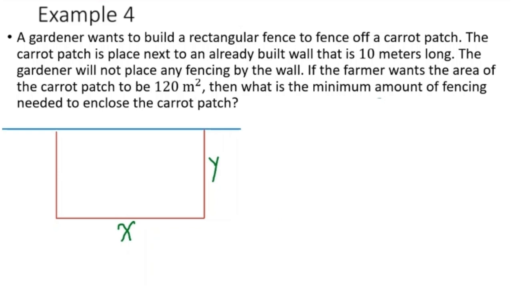Since our garden is a rectangle, we know parallel sides of a rectangle are the same length. So there'll be two sides of length y with one side of length x. So the amount of fencing used will be f equals 2y plus x.